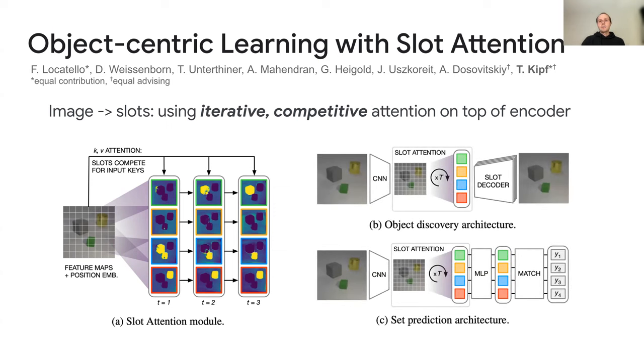And ultimately, we applied this model in two different types of architectures. One is just an autoencoder, where we decode each slot at the end, and we can use it for unsupervised object discovery. And the other one is more of a set prediction architecture, where you can use the same component to do supervised detection using end-to-end set prediction.